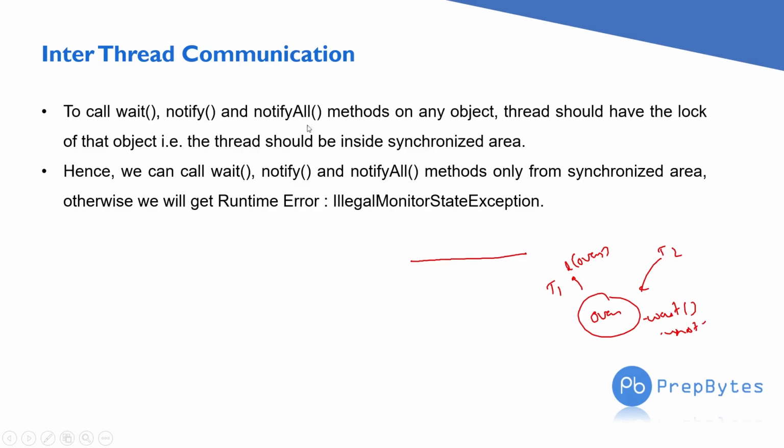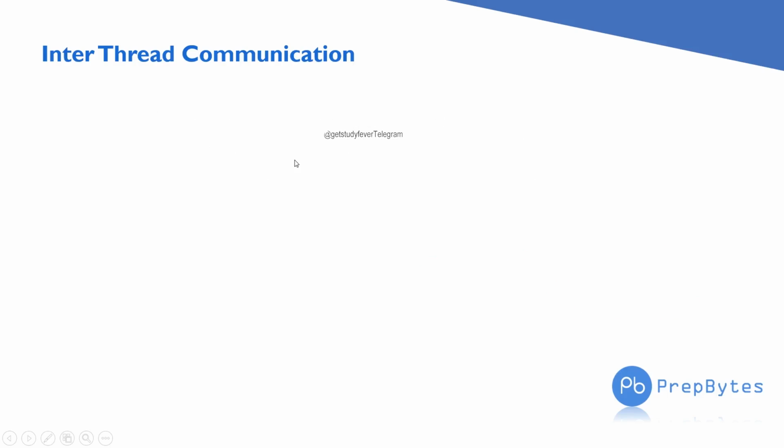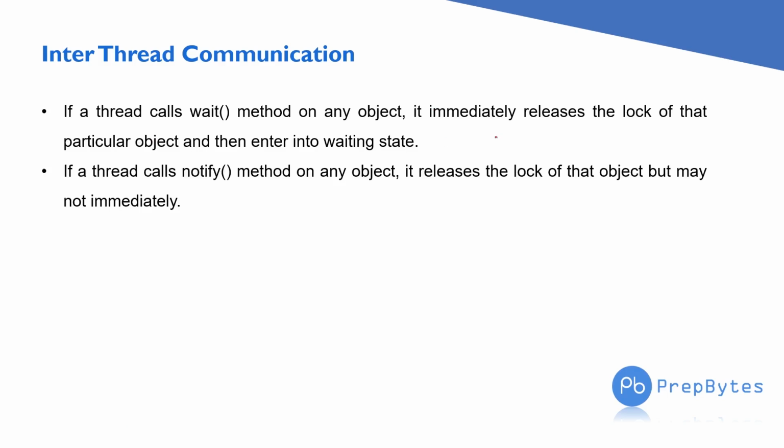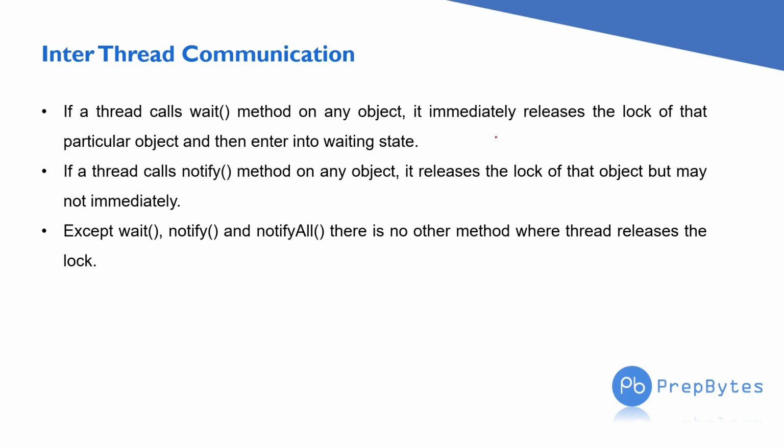Which exception will we get if we call wait or notifyAll outside the synchronized area? We will get IllegalMonitorStateException. It needs to be called only inside the synchronized area. So what is next? If a thread calls the wait method on any object, it immediately releases the lock of that particular object and then enters the waiting state. If a thread calls the notify method on any object, it releases the lock of that object, but maybe not immediately. Except wait and notifyAll, there is no other method where a thread releases the lock.